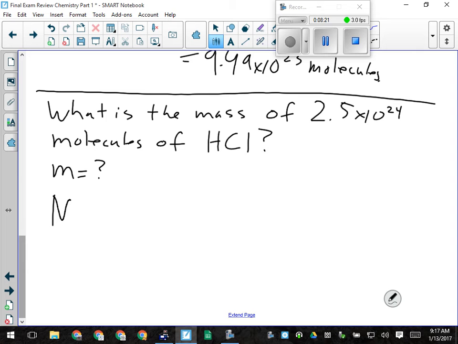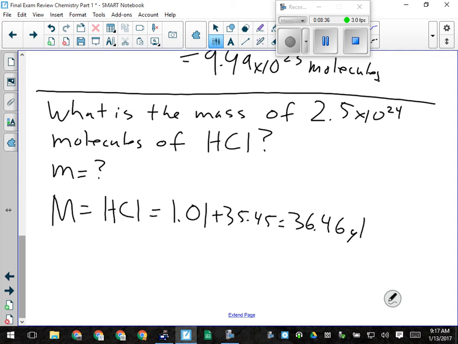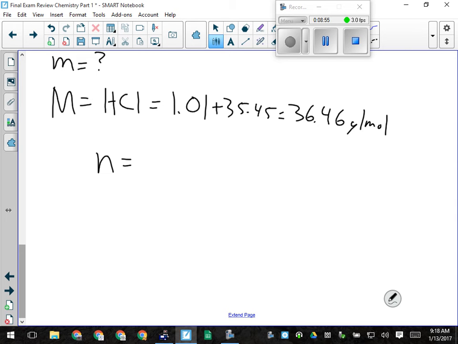I can calculate molar mass right now because they told me it was hydrogen chloride, which is HCl. Obviously I wouldn't do that on a test, but we're trying to save some time here. 1.01 is the mass of hydrogen plus 35.45 should give us 36.46 grams per mole. Now that I have that, I can't use it yet because I don't have the number of moles. How can I get the number of moles if I know the number of molecules? Divide by Avogadro's number. So n is going to equal our 2.5 times 10 to the 24 hydrogen chloride molecules divided by the number of molecules in one mole, Avogadro's number.